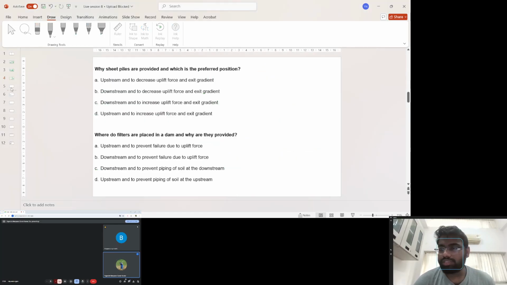So coming to the next question. Why are sheet piles provided and which is the preferred position for provision of this sheet pile? So first, the sheet pile is to decrease the uplift force and the exit gradient. Alright, so let us see how it decreases the uplift force or the exit gradient.